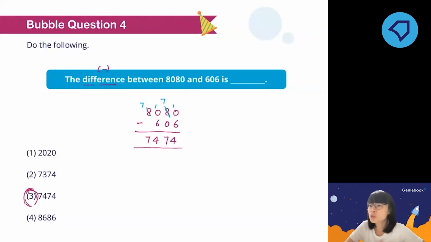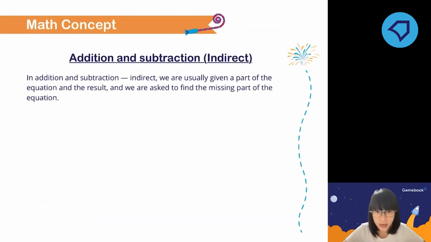So shall we move on to the next concept over here? So far, we have been doing addition and subtraction direct. Next one, the next concept we are going to do indirect. So what does indirect mean? Indirect just means that the question will give you addition, but it's not asking you for the final answer. It's asking you for part of the answer over here. Okay, so in addition and subtraction indirect, we are usually given a part of the equation and the result. And then we are asked to find the missing part of the equation.